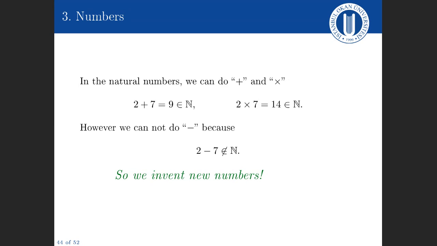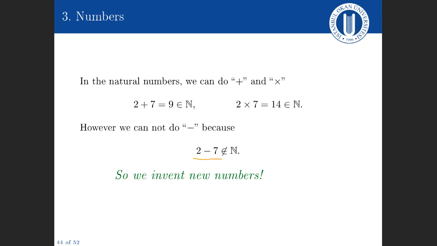In the natural numbers, we can do addition and we can do multiplication. What I mean is, if we take 2 natural numbers, let's say 2 and 7, and add them up, we always get a natural number. If we multiply 2 natural numbers together, we always get a natural number. But we can't do subtraction in the natural numbers because, for example, 2 minus 7 is not a natural number.